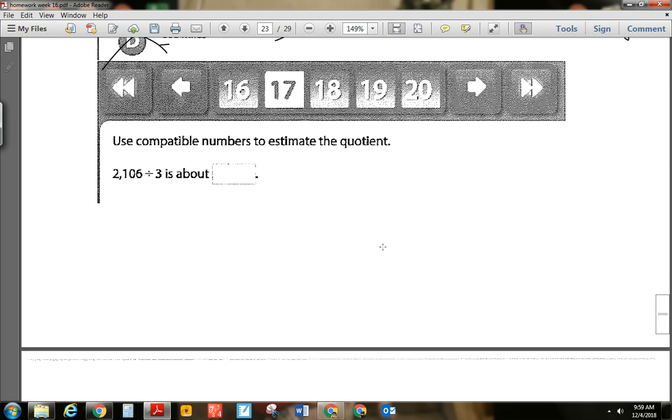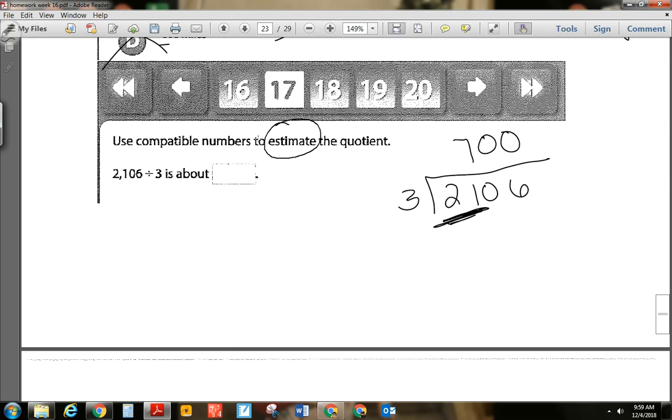Alright, I'm going to stop. We'll stop after number 17. Alright. Use compatible numbers to estimate the quotient. So 2,106 divided by 3. Well, I'm going to use this right here. My compatible numbers, those numbers easy to work with, multiples. How many 3's fit into 21? It would be 700 because we're estimating. So this is going to be about 700.